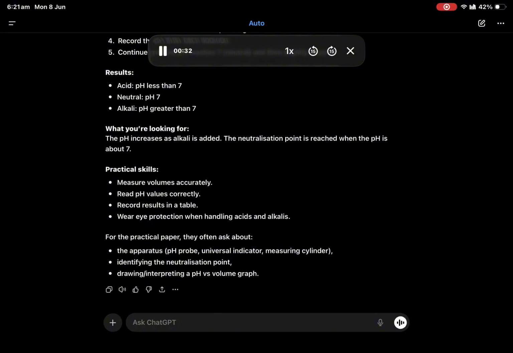What you're looking for: the pH increases as alkali is added. The neutralization point is reached when the pH is about 7. Practical skills: measure volumes accurately, read pH values correctly, record results in a table, wear eye protection when handling acids and alkalis. For the practical paper, they often ask about the apparatus, pH probe, universal indicator, measuring cylinder, identifying the neutralization point, drawing, interpreting a pH versus volume graph.